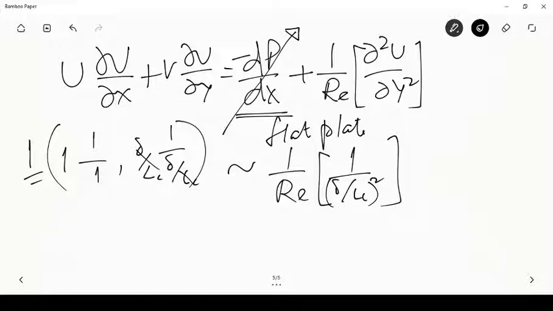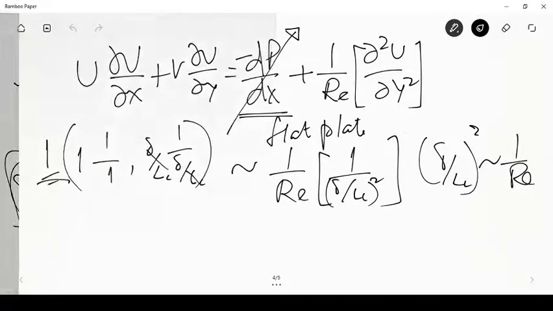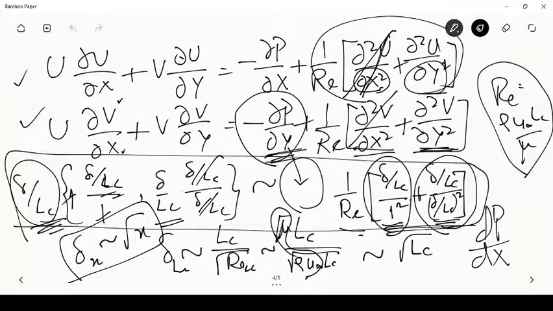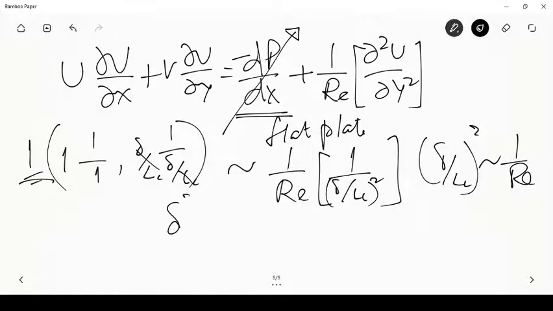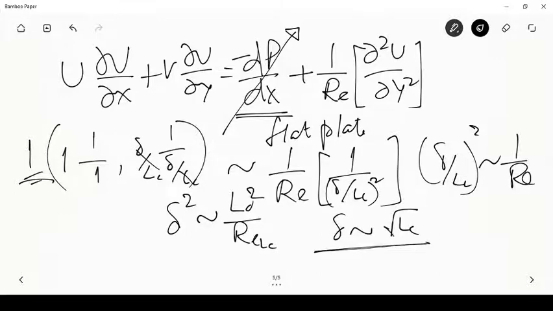This would basically tell me that 1 over Re times 1 over delta by LC the whole square is of the order of 1. So delta by LC the whole square is of the order of 1 over Re, which is the same result as we got on the previous page. Delta by LC is of the order of 1 over root Re. This is the expression that you had. So we'll be able to write the same thing, that delta squared is of the order of LC squared by Re LC, or delta is of the order of square root of LC. This is the same result as you got on the previous page.